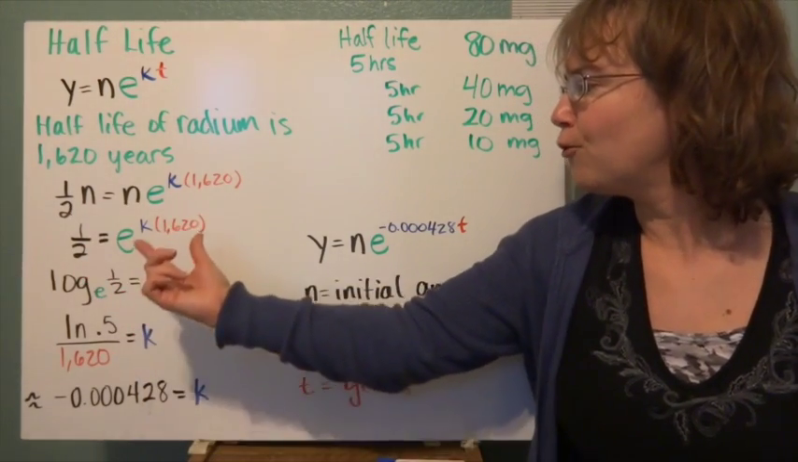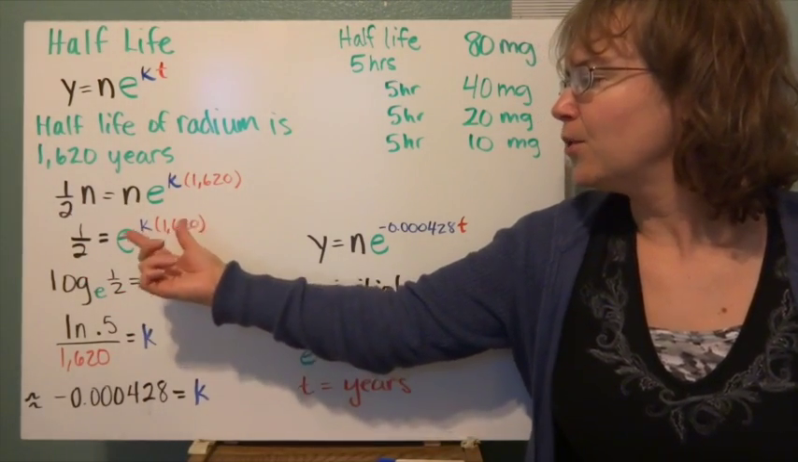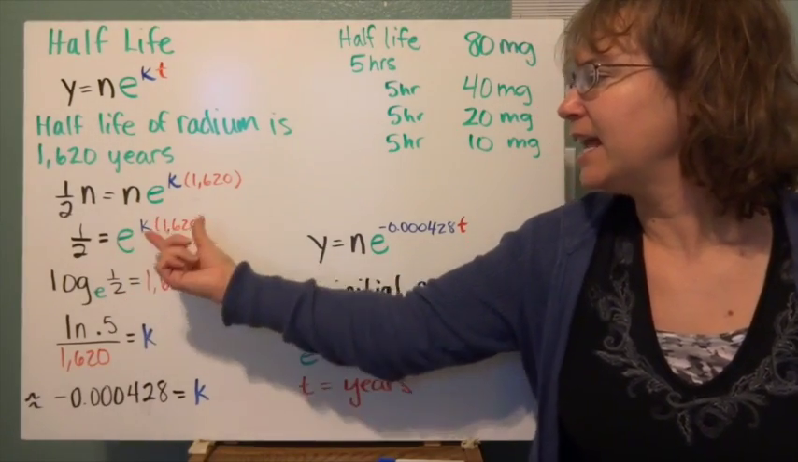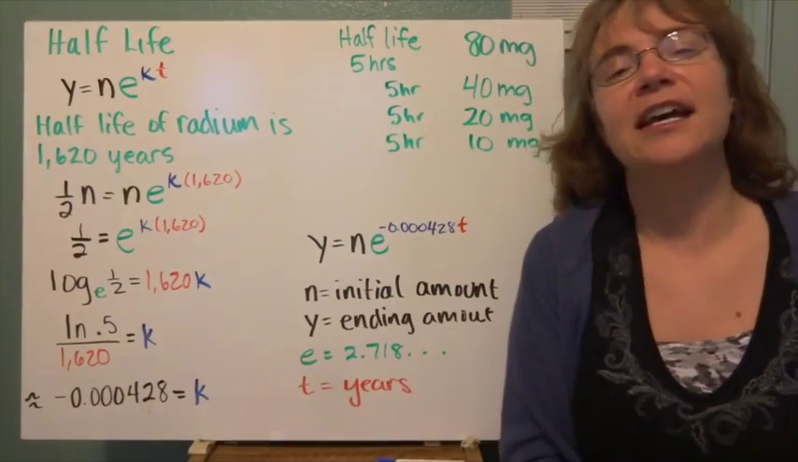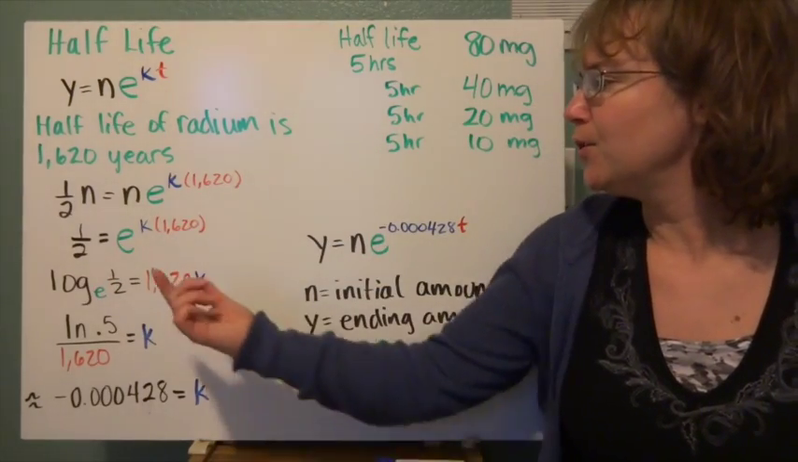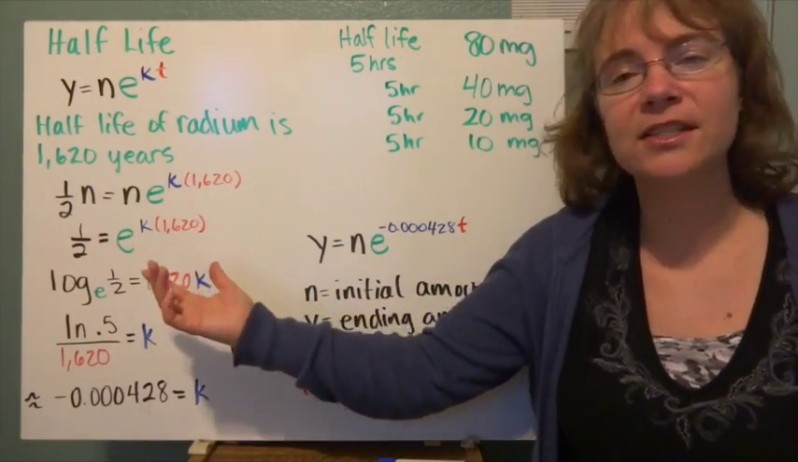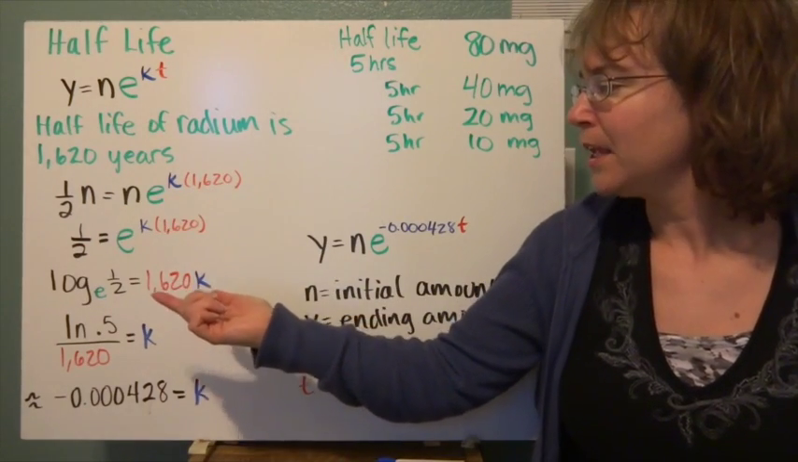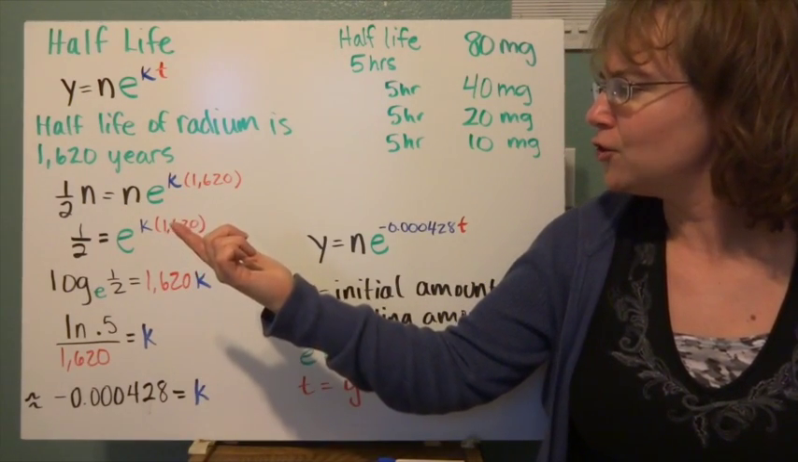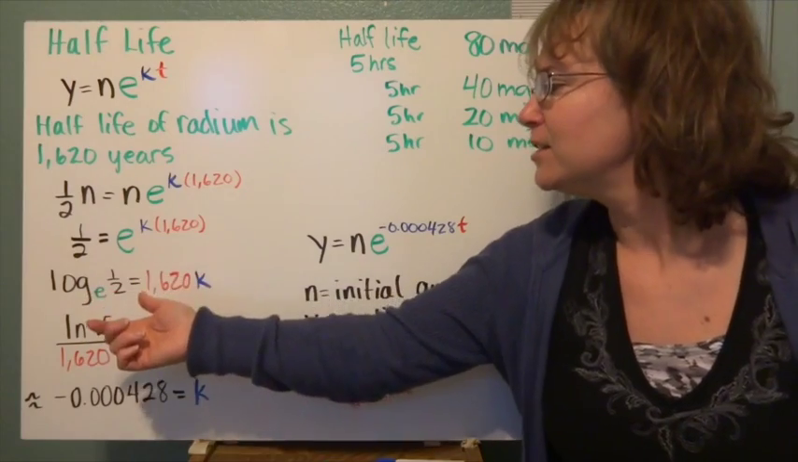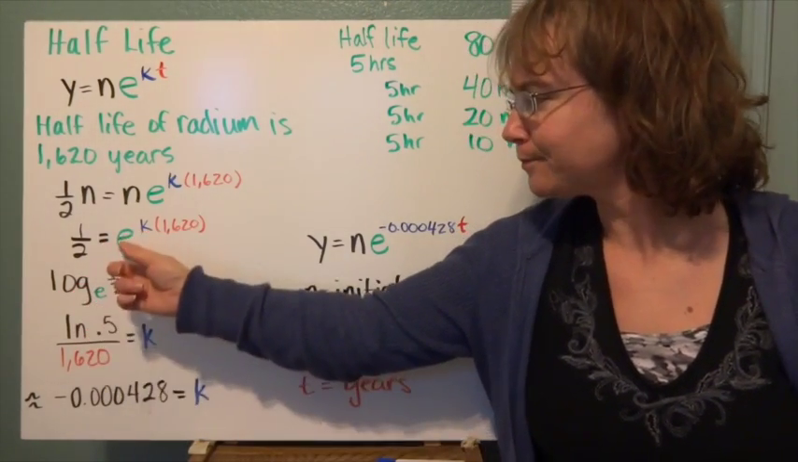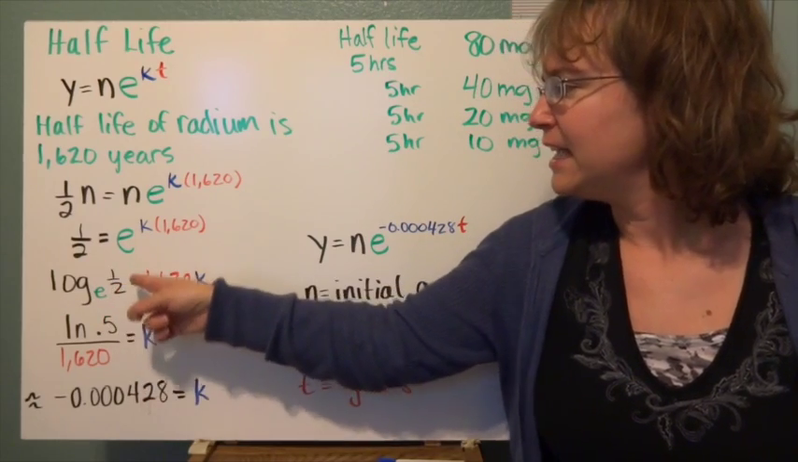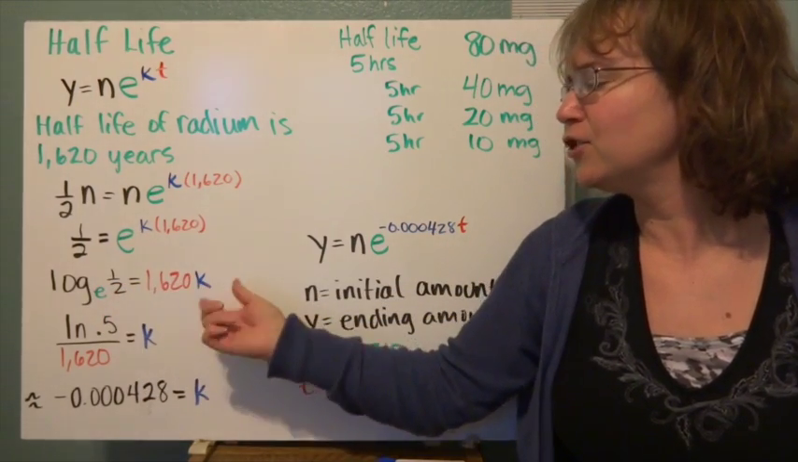Now I'm going to solve for K here. So I have e to the K times 1,620 is equal to 1/2. Well, now when I have an unknown in the exponent, I want to take the log of both sides or write it in exponential form. I wrote it in exponential form. So I did log base E of 1/2 is equal to 1,620K.